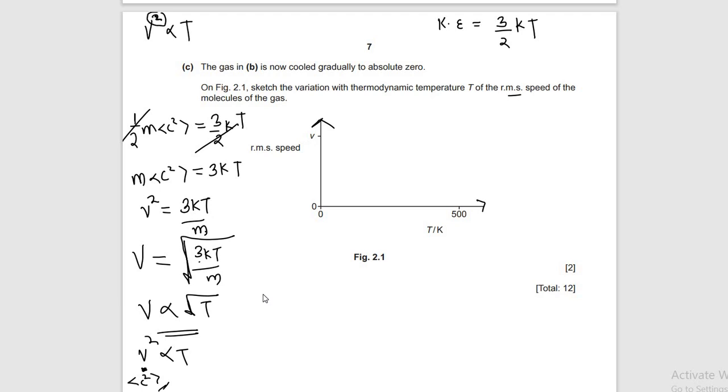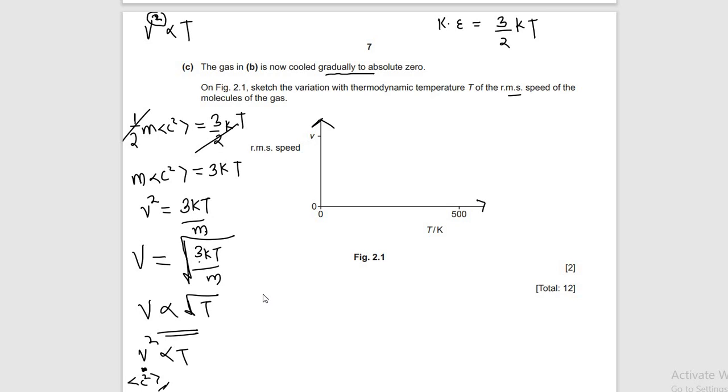So when you have two quantities that are proportional to each other, it's supposed to be straight. But in this case, it's not going to be straight. It's going to be a parabolic nature. And again, they said it's gradually cooled. When a gas is gradually cooled, the speed will be decreasing, but with a positive gradient.